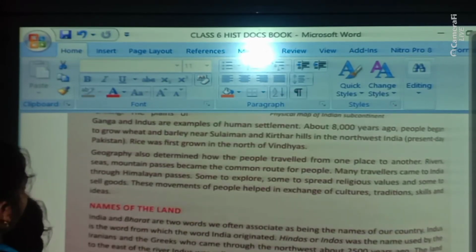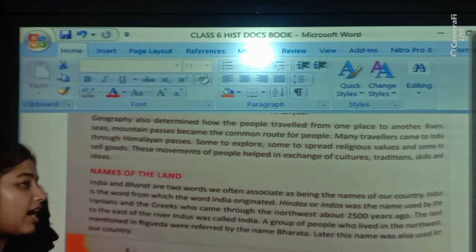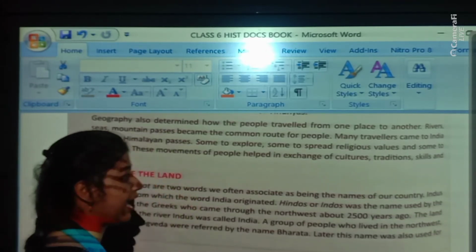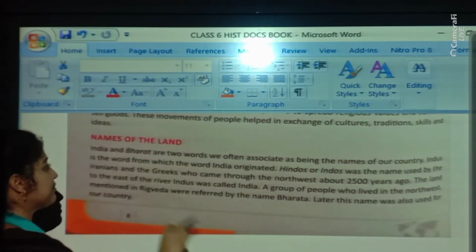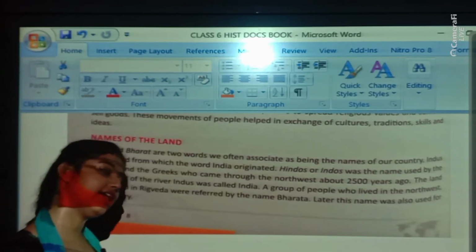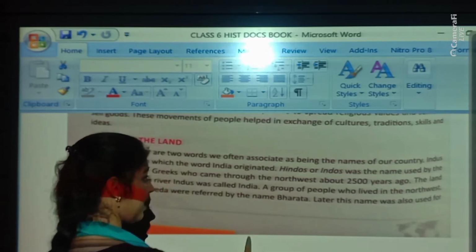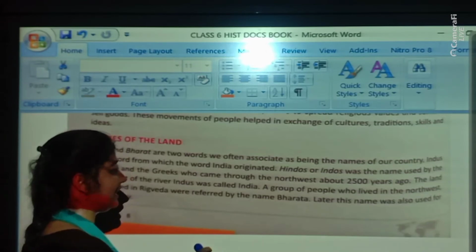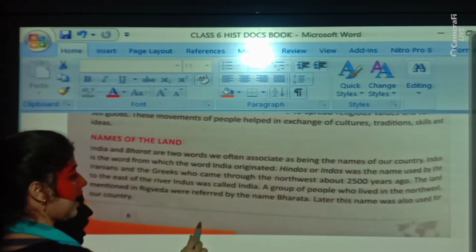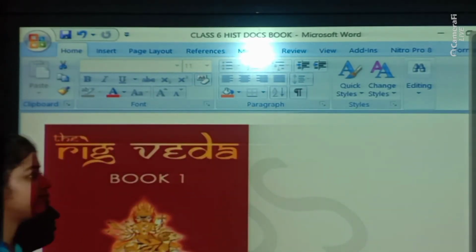Geography also determined how people travelled through the passes and common ways of mountain chains. Ancestors and travelers came to India to spread their culture and values, and took in exchange our culture and traditions. Names of land: Iranian and Greek peoples used to call us Hindus or Indos 2500 years ago, okay? In the Rig Veda our nation is referred to as Bharat. Here is an image of Rig Veda volume 1.